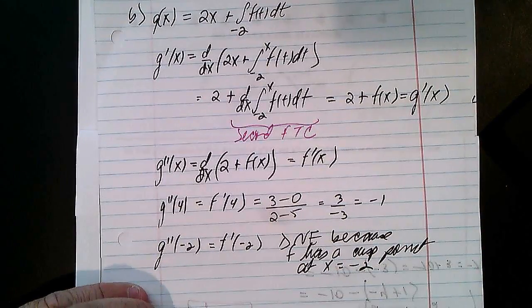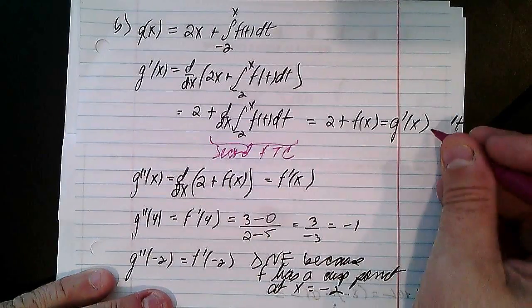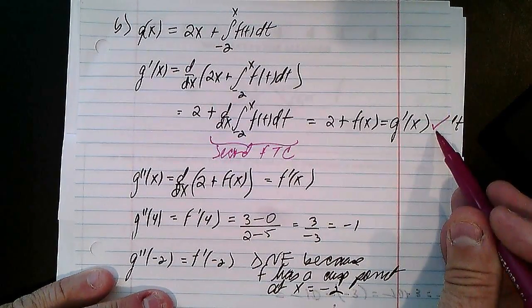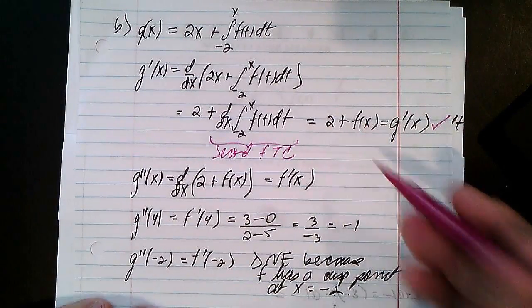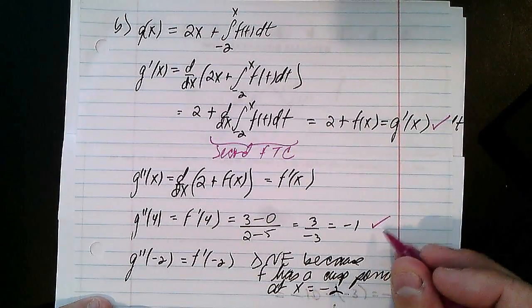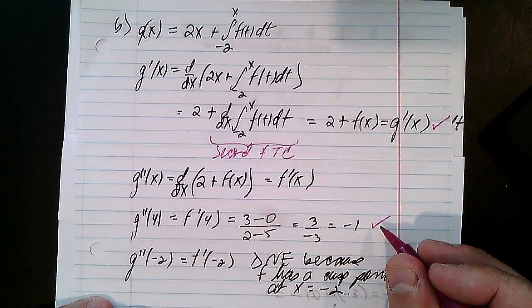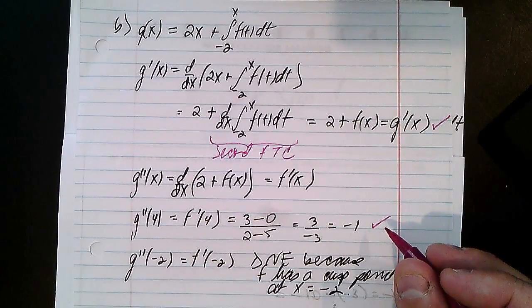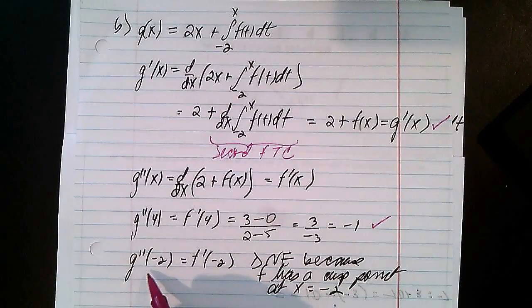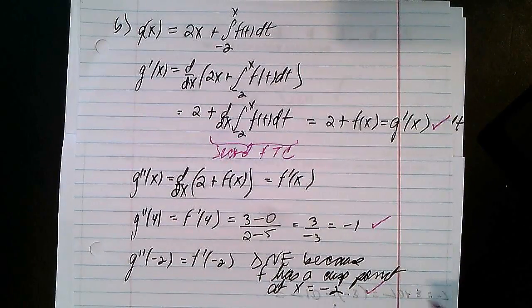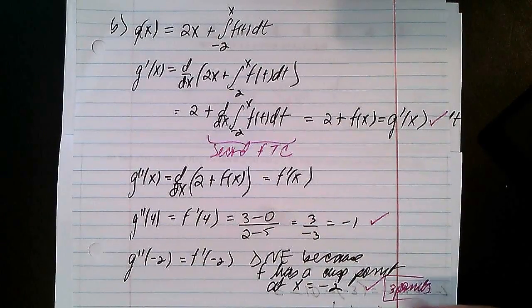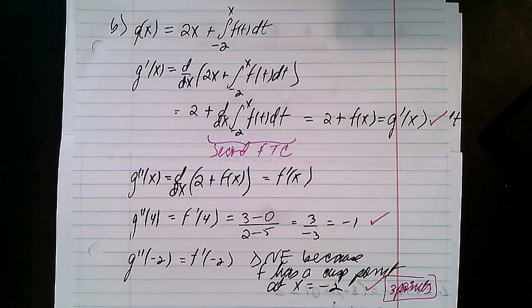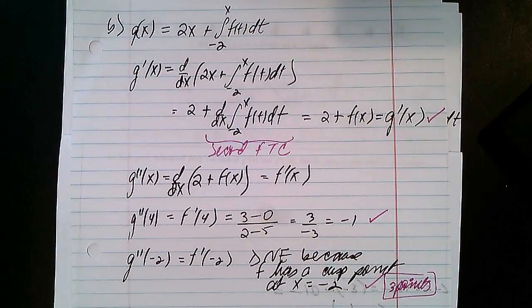In terms of how points were awarded, you were given 1 point for establishing the relationship that g prime of x is equal to 2 plus f of x, another point for determining that g double prime of 4 is -1, and then finally for realizing that g double prime of -2 does not exist. In total, this is a 3-point question. All right, not bad. Let's keep going.